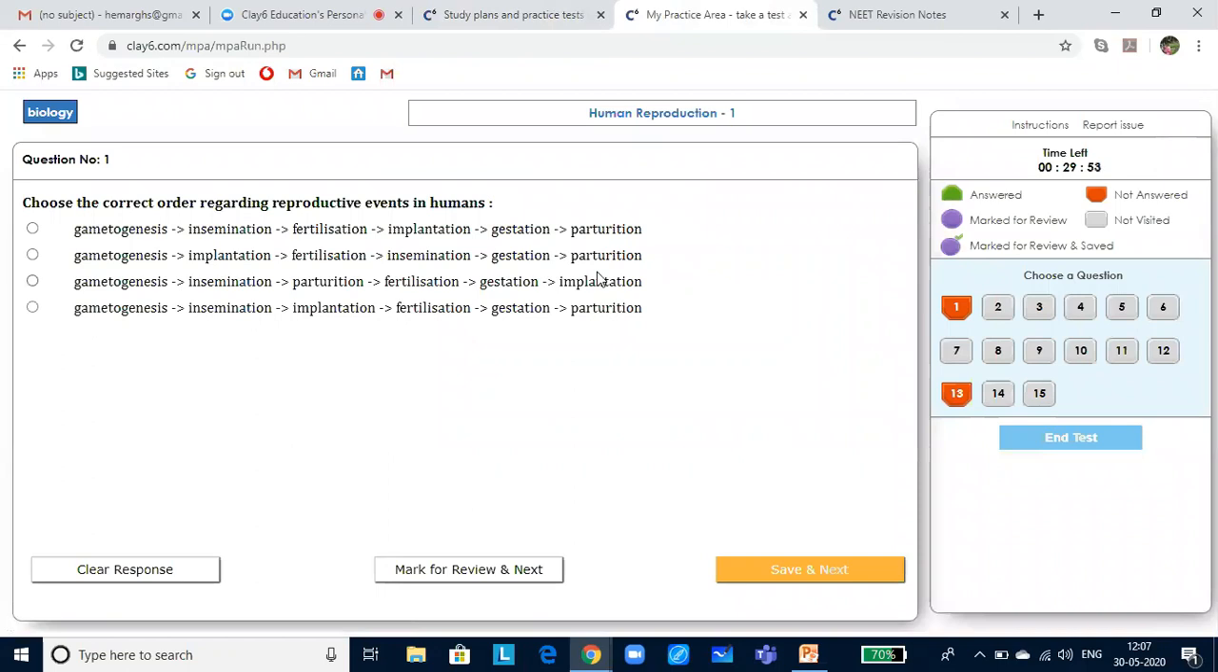Now choose the correct order regarding the reproductive events in humans. First, it has to be gametogenesis, then insemination. After insemination, it has to be fertilization. After fertilization, there is implantation. Implantation results in pregnancy. It has to undergo a period of gestation and then parturition or childbirth. So this is the first.